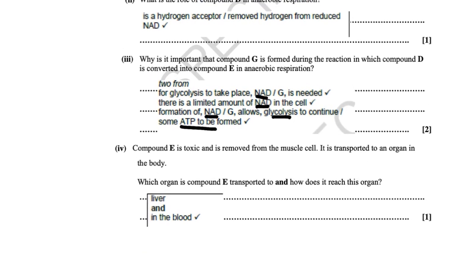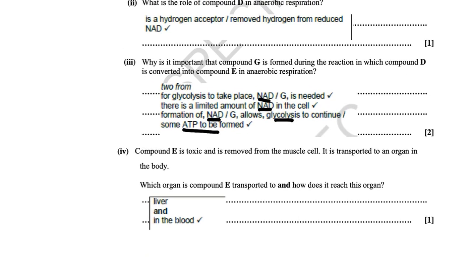So compound E is toxic and is removed from the muscle cell. It's transported to an organ in the body. Which organ is compound E transported to, and how does it reach the organ? Well, it's transported to the liver, and it's transported in the blood.